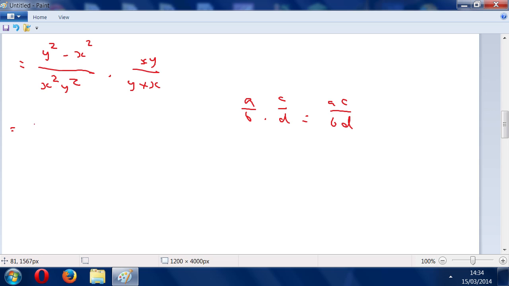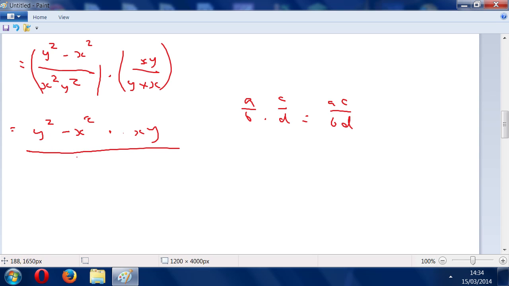Is that what I wanted to do here? Oh yeah, I could put all these in brackets. So y squared minus x squared times xy over x squared y squared times y plus x. And then we factor out here. Yeah, at least I understand this bit.